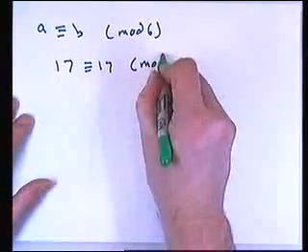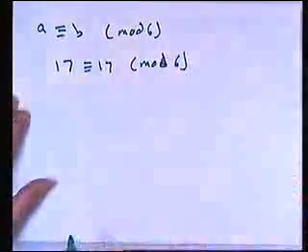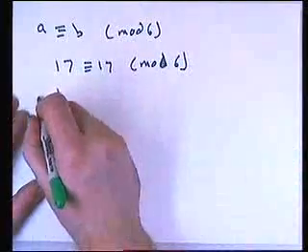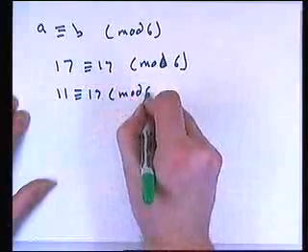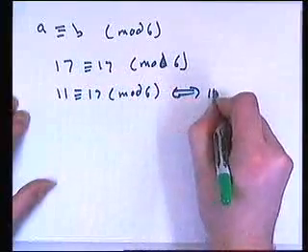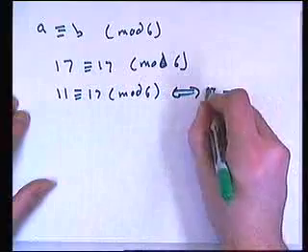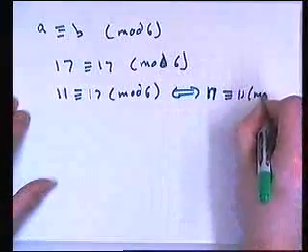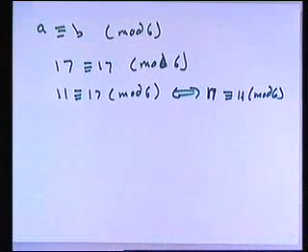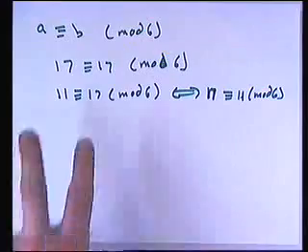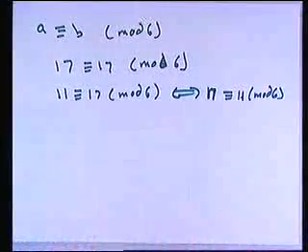Any number, in fact, would be. 17 mod 6 equals 17 mod 6. Likewise, if we say 11 is equivalent to 17 mod 6, then that's going to imply that 17 is equivalent to 11 mod 6. What we're saying is the order in which we list the numbers makes no difference. So if 17 mod 6 equals 11 mod 6, then 11 mod 6 equals 17 mod 6, and vice versa. And that seems like maybe it's common sense, but the point is that we're saying this is symmetric. The order in which things are listed doesn't matter.